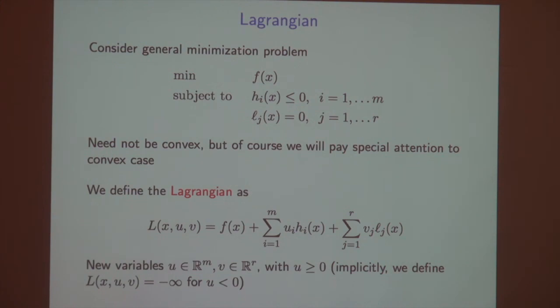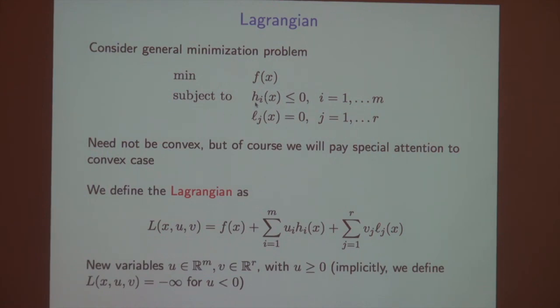So we're going to define the Lagrangian, just like we did with linear programs, to be the following quantity. It's a function of three variables, the primal variable x, and dual variables u and v that we construct that correspond to these constraints. I called u_i the dual variable corresponding to this inequality constraint for all i, and v_j the dual variable corresponding to this equality constraint for all j. Now we're going to constrain, just like we had before, u_i to be non-negative for each i, because we don't want to flip the sign of this constraint.